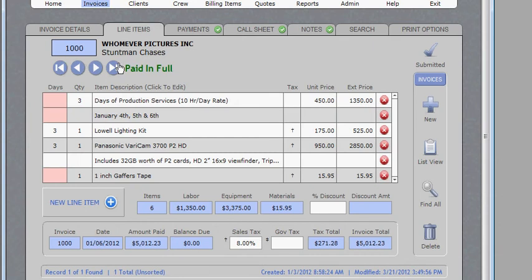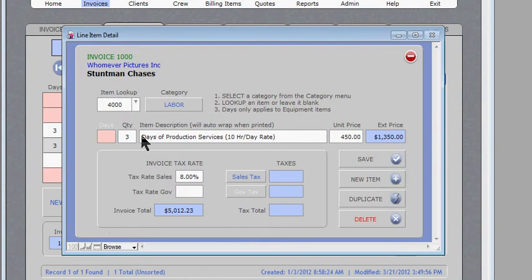In the invoice, we had line items themselves that we all had to enter in. When you open up the days of production services, say you had 3 of them at 450 a pop, that ended up being 1,350. So the invoice total at an 8% sales tax is that 5,012.23.